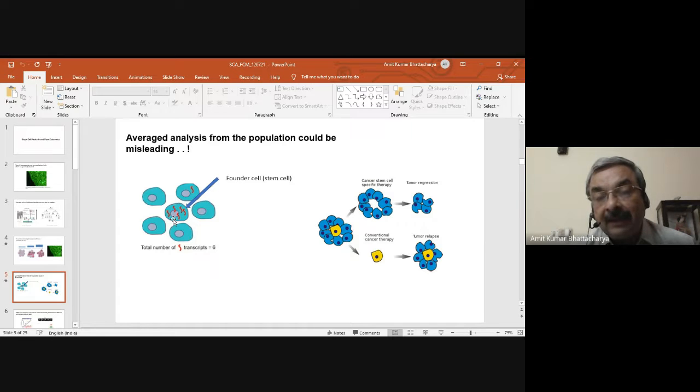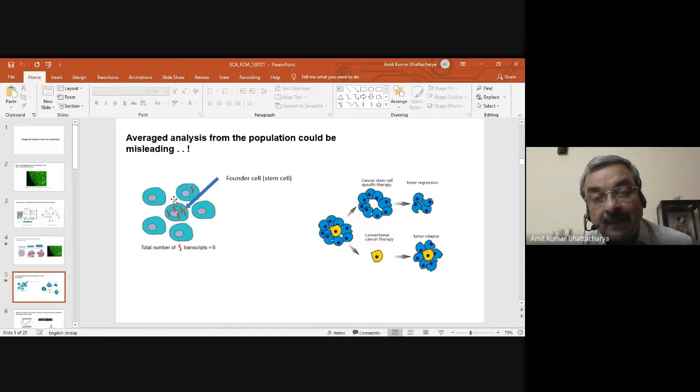This would have been possible if you had looked at each individual cell, at what the level of transcript is in these 5 cells, and would have found that in these 4 cells the level of transcript is 0, here there is 1 molecule of the transcript, and here there are 5.